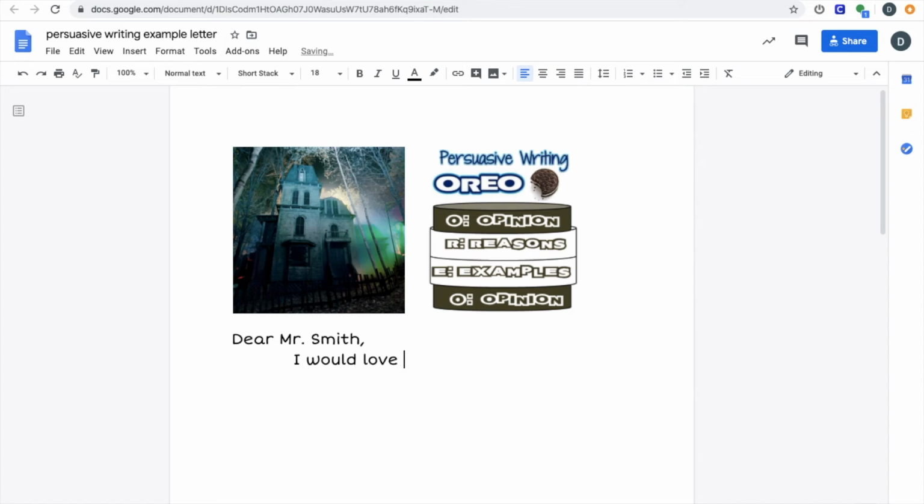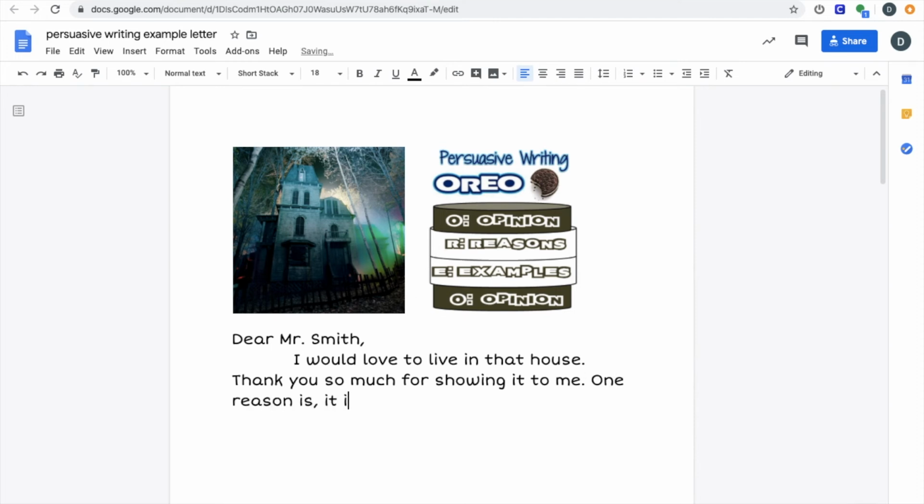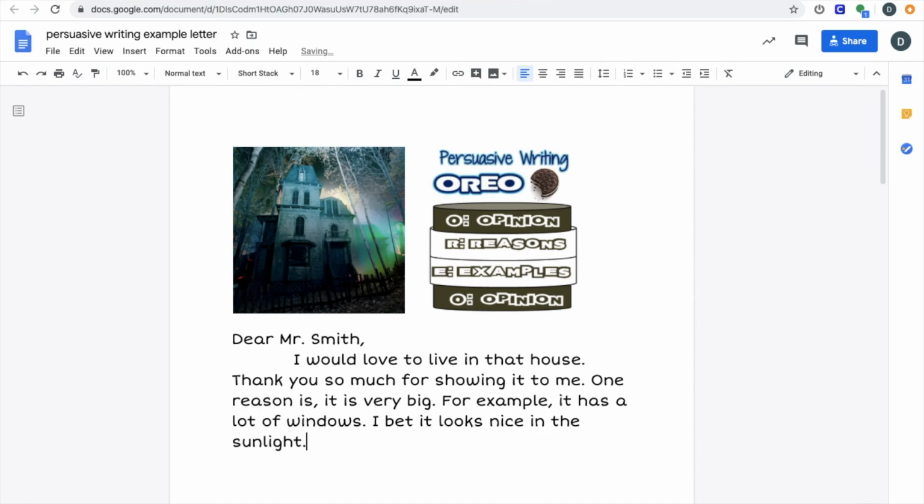Now my opinion has changed. I would love to live in that house. Thank you so much for showing it to me. Now I still have to give my reason. What's my reason for wanting to live there? One reason is, it is very big. I must give you an example about why I think it's big. For example, it has a lot of windows. I bet it looks nice in the sunlight.